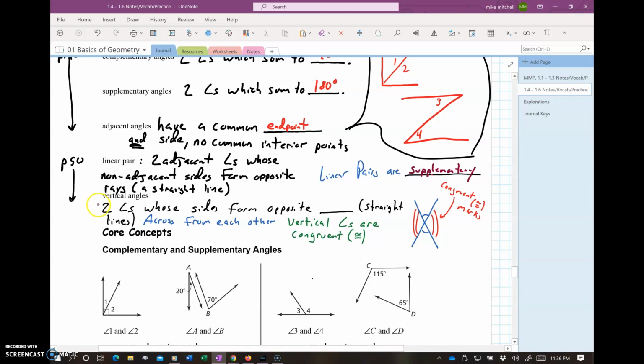Vertical angle: two angles whose sides form opposite rays, or they look like a straight line. So this is our example right down here. This ray and this ray look like a straight line when you put them back to back like that. They have that common endpoint. Very important to recognize in this class.